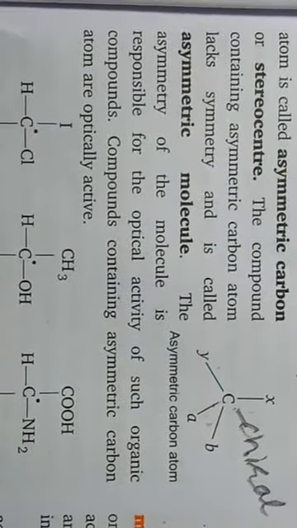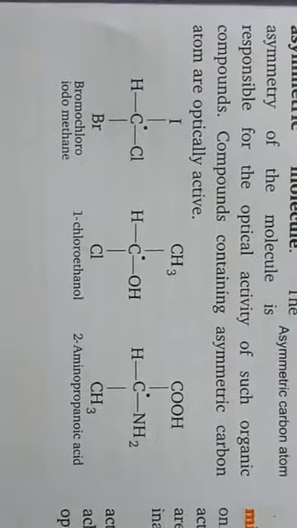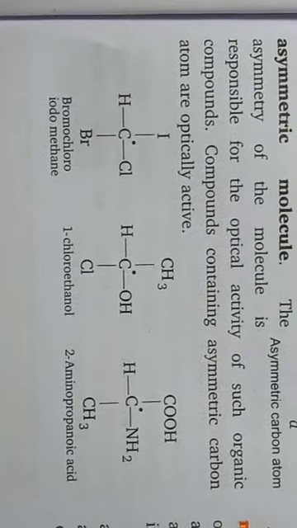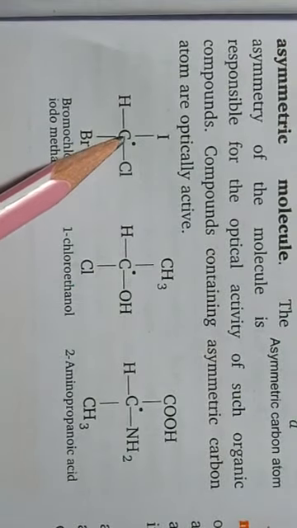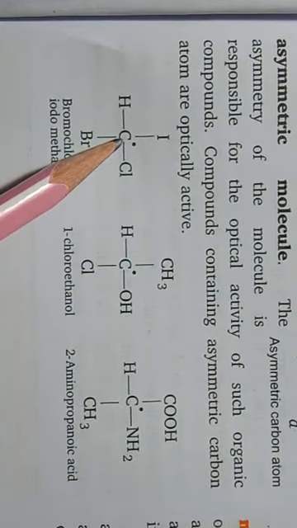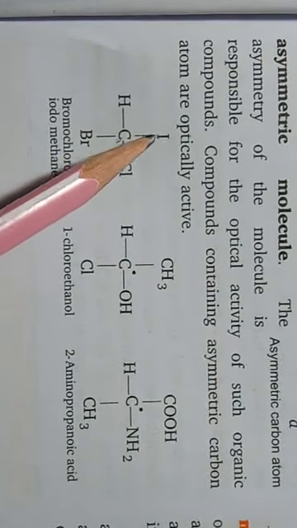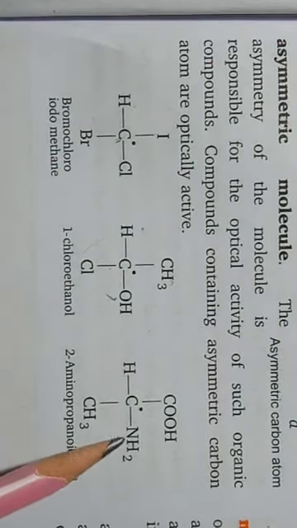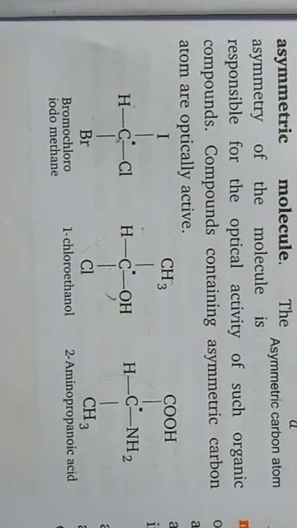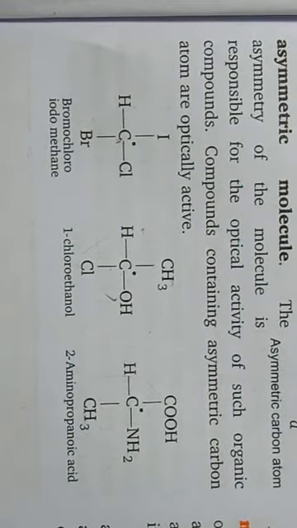Few examples are given here of different compounds. In the first compound, this is the chiral center or asymmetric center. With this carbon, 4 different groups are attached. Here also 4 different groups. Here also 4 different groups are attached. Such compounds will be optically active compounds.